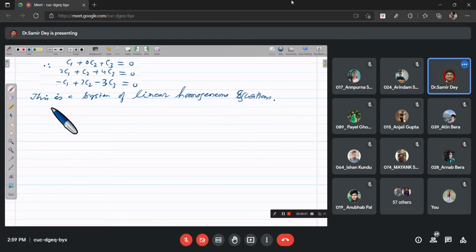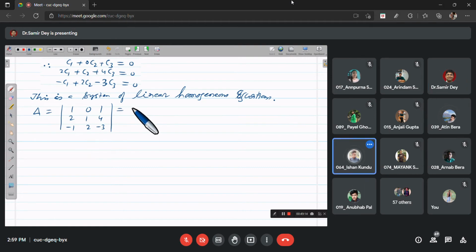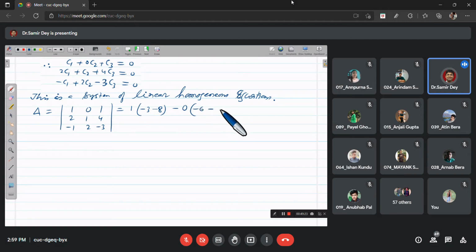Correct. Now what is your del? Del is equal to 1, 0, 1, 2, 1, 4, minus 1, 2, minus 3. Now what is the value? Minus 6. Okay, let's see: minus 3 minus 8, 0, minus 6 plus 4 plus 1 — it is coming minus 6, not equal to 0.